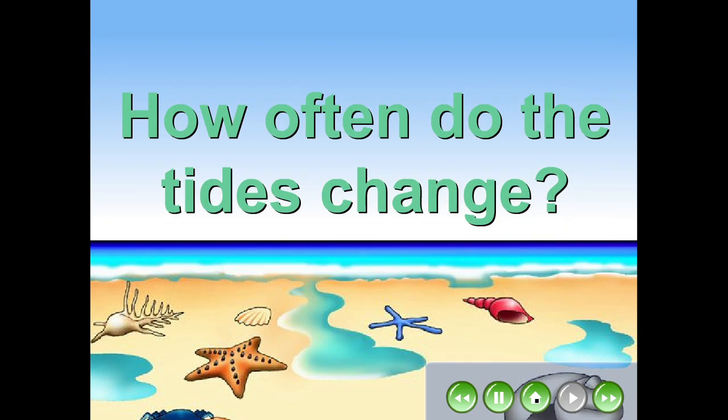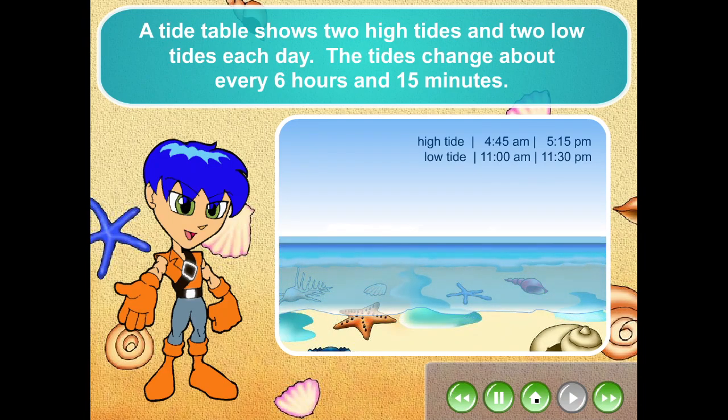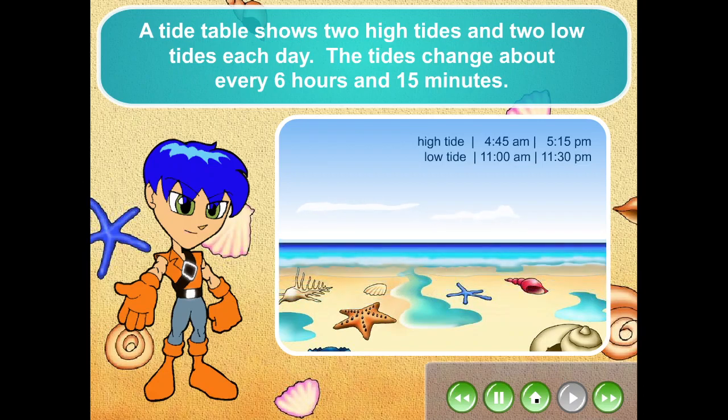How often do the tides change? A tide table shows 2 high tides and 2 low tides each day. The tides change about every 6 hours and 15 minutes.